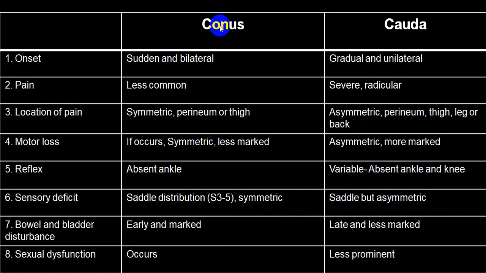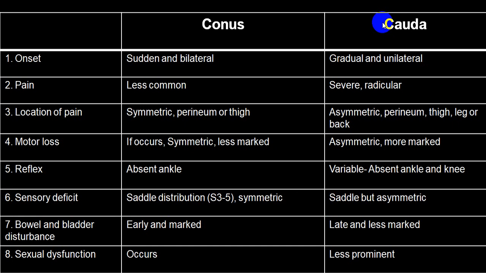Bladder and bowel involvement will be more predominant and early in conus, while in case of a cauda, it will be less and in a late stage. Sexual dysfunction will again be very common in case of a conus. So indirectly, bladder and bowel involvement with sexual involvement with spinal cord findings will be more in favor of conus rather than cauda equina lesion.